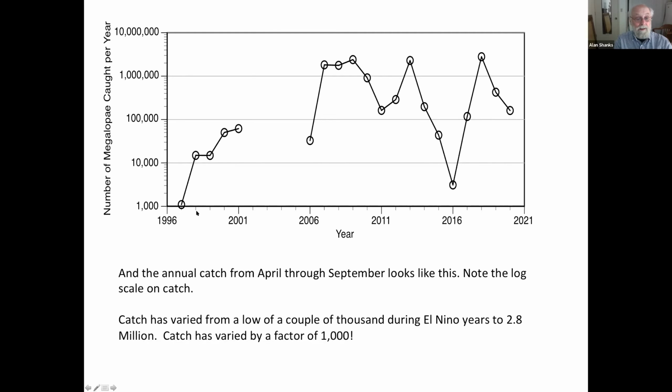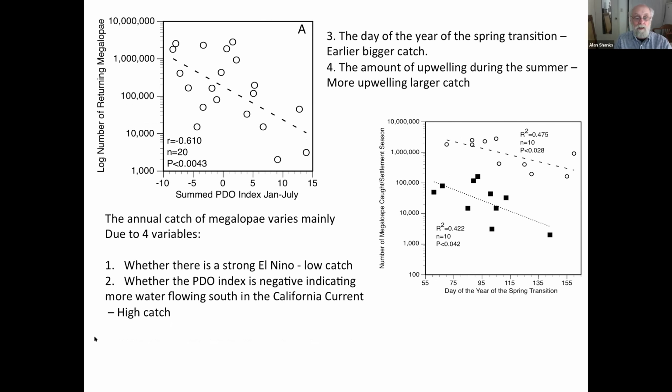And what you see is that low catches are down around a bit more than 1,000 to several thousand. Those occurred during years of strong El Niños. And then high years are somewhere around 2 million. So over the 20 years, the number of megalopae returning to shore has varied by a factor of 1,000. A huge variability. So what drives that? Several things.